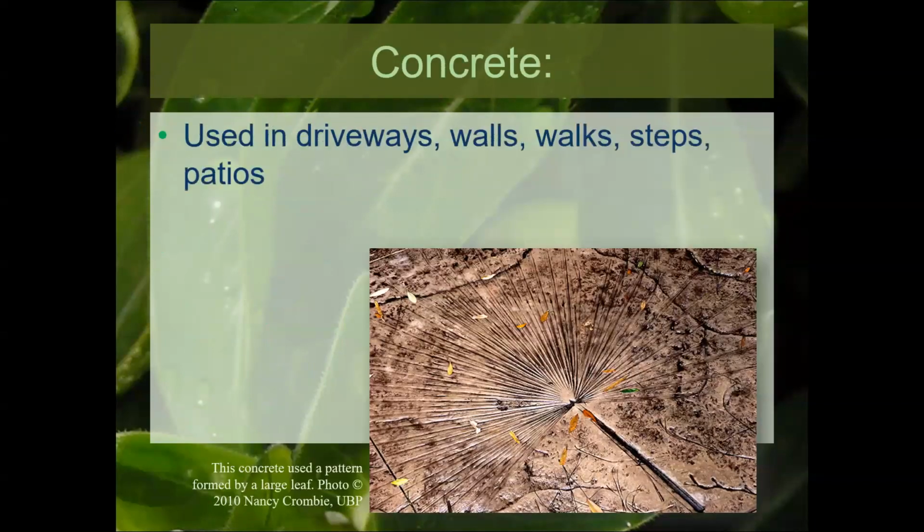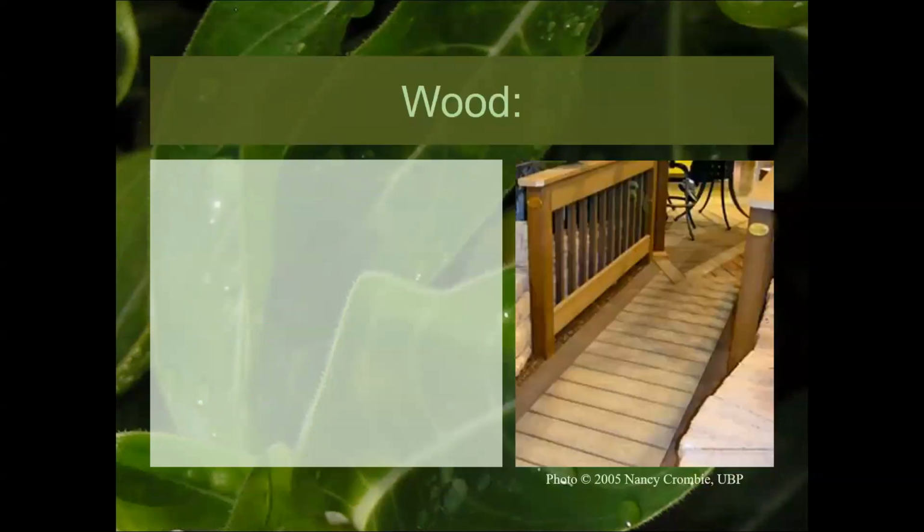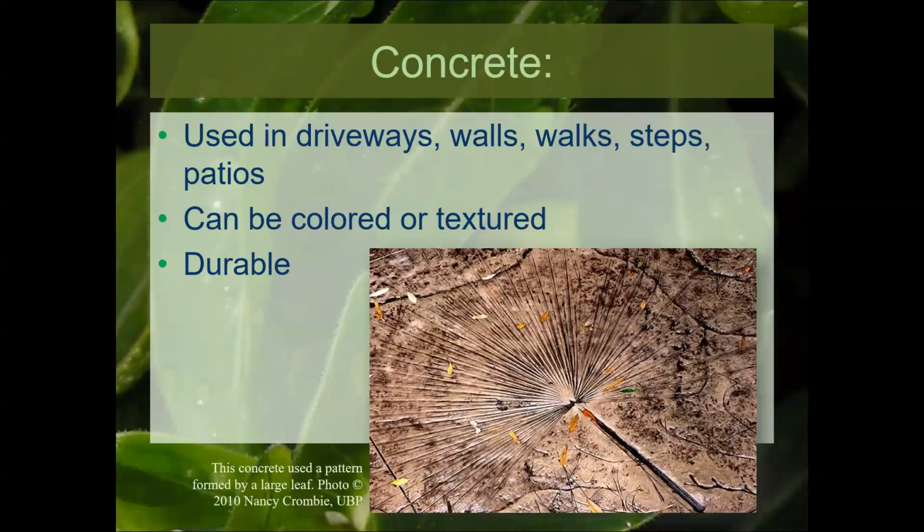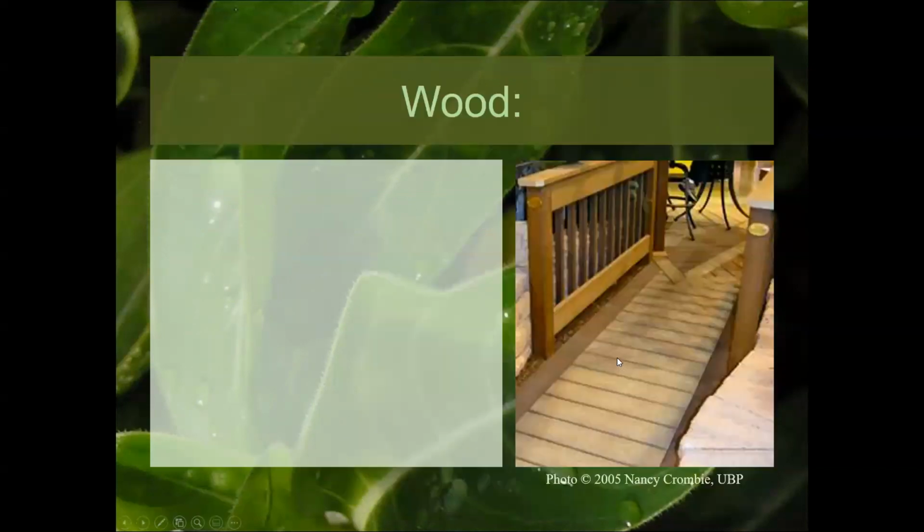Concrete. It's used in driveways, walks, steps, patios. It's a little bit more expensive material, but it can be colored or textured. So it's a pretty durable material. What that means is it can take a beating over time. Typically concrete will last anywhere between 30 and 60 years. As you see from the picture below, you can also stamp different patterns into it and really make it quality for your home.